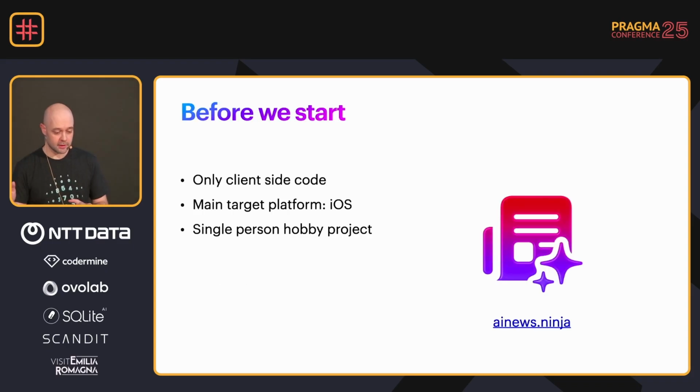Before we start, just a note, this is only client-side code. Probably it was already clear, but just to specify, my main target platform is iOS. This is because it is where I actually consume the news. So this means that I was OK to have some compromises on macOS or visionOS, but I wanted to focus on a good experience on iOS. And this is a hobby project I just do in my spare time. And that means that the code is really bad. So it's my playground. I don't really care much. Just for learning, and for fun.